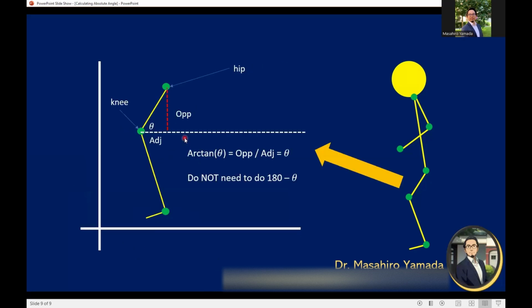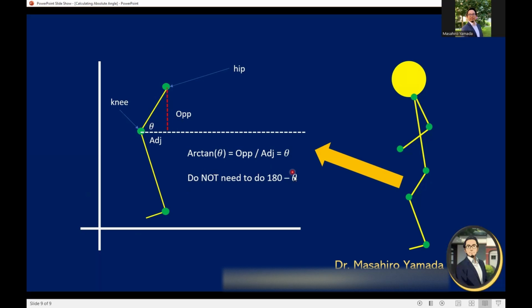If you want to calculate the other absolute angles, you can use the same logic. For example, if you want to obtain the knee absolute angle, I magnify these three data points onto XY coordinates like this. You want to obtain the angle between the segment and a fixed line, so the theta over here, and you do the exact same thing.